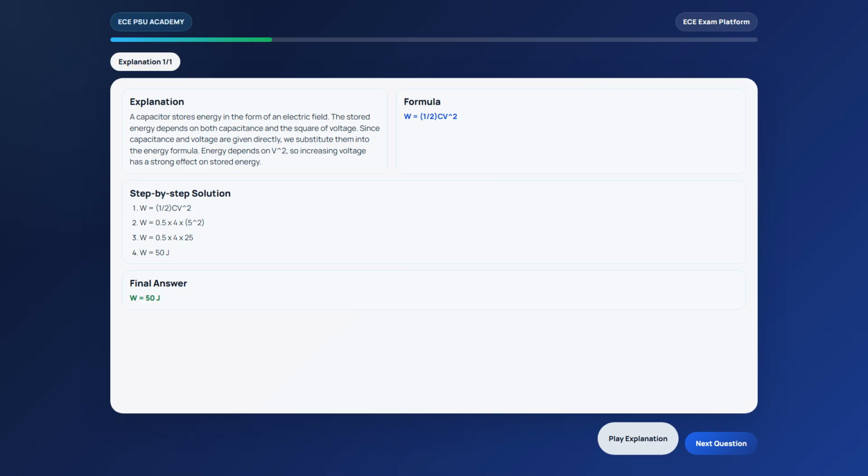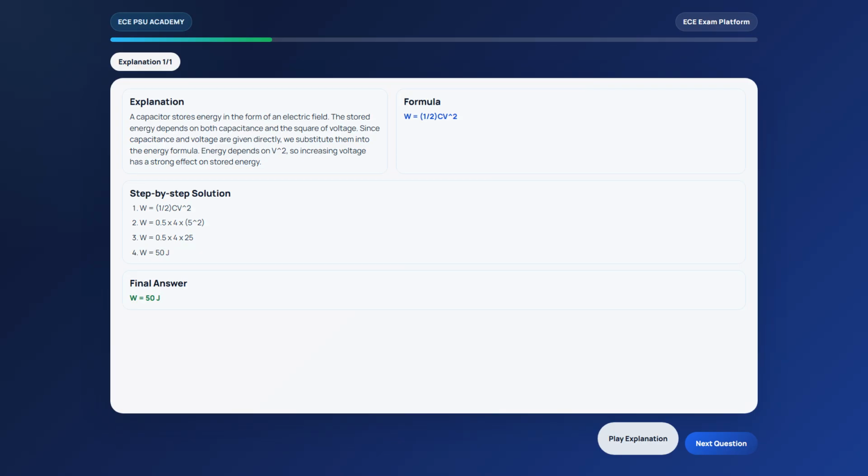Step 1. Write the capacitor energy formula. W equals 1/2 times C times V squared. Step 2. Substitute the values. C is 4 farads, V is 5 volts. First calculate V squared, 5 squared equals 25. Then 0.5 times 4 times 25.